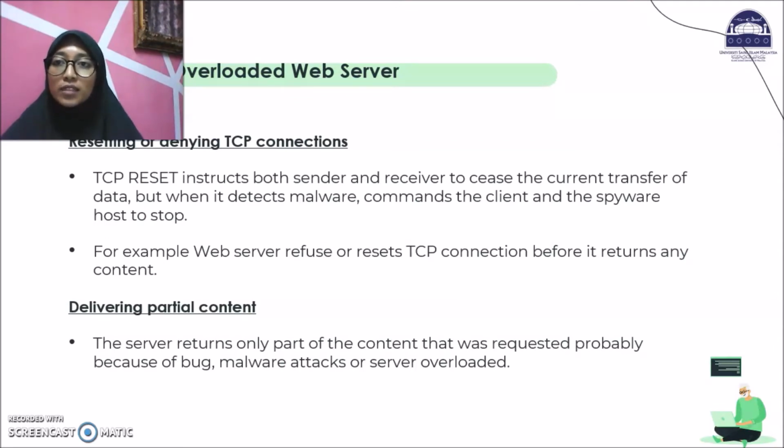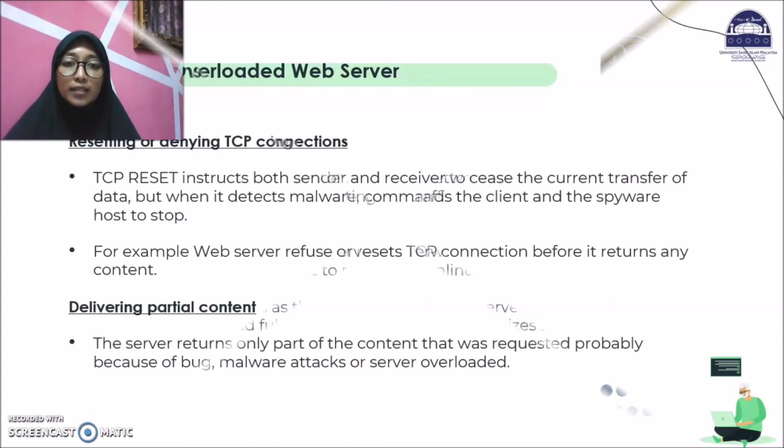Next is resetting or denying TCP connection. TCP reset instructs both sender and receiver to cease the current transfer of data, but when it detects malware, it commands the client and the spyware host to stop. For example, a web server refuses or resets the TCP connection before it returns any content. And the last sign is delivering partial content. The server returns only part of the content that was requested, probably because of a bug, malware attacks, or server overload.